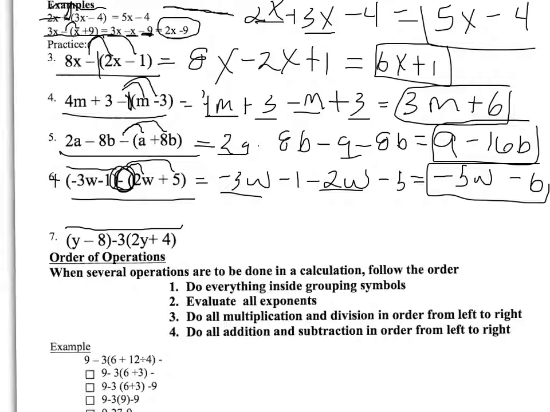Now, same thing with 7. Is there a negative in front of the first set of parentheses? No, there's nothing, so it acts like a positive, so we distribute the negative 1. And when we multiply by 1, that multiplicative identity, we don't change anything. So we have a y minus 8.